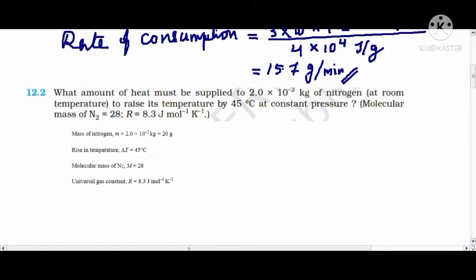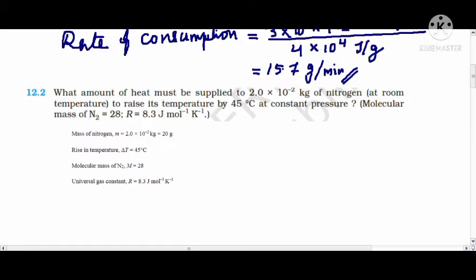Now, question number 2. What amount of heat must be supplied to 2 into 10 power minus 2 kilogram of nitrogen at room temperature to raise its temperature by 45 degrees Celsius at constant pressure? Molar mass of nitrogen N2 is equal to 28 and gas constant is 8.3 joule per mole per Kelvin. So we have 2 into 10 power minus 2 kilogram nitrogen.